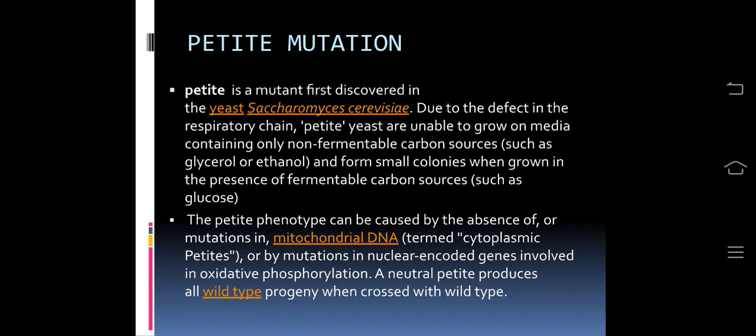The petite phenotype can be caused by the absence of or mutations in mitochondrial DNA, termed cytoplasmic petites, or by mutations in nuclear encoded genes involved in oxidative phosphorylation. A neutral petite produces all wild type progeny when crossed with wild type.